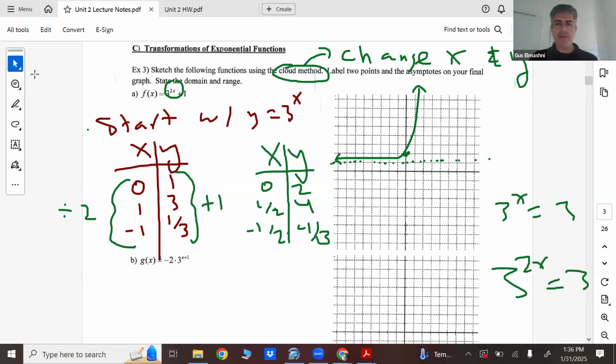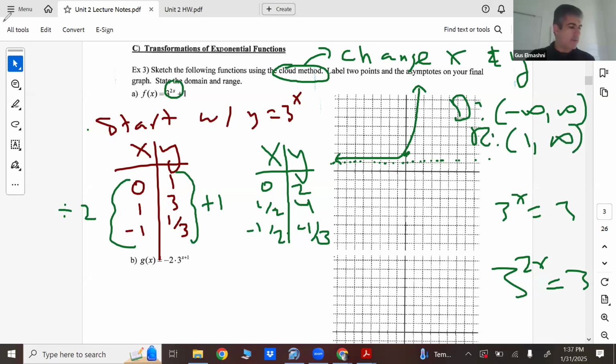Domain's easy. That's all real. Range is easy. Non-inclusive 1 to infinity. Okay. All right, we're good? All right.